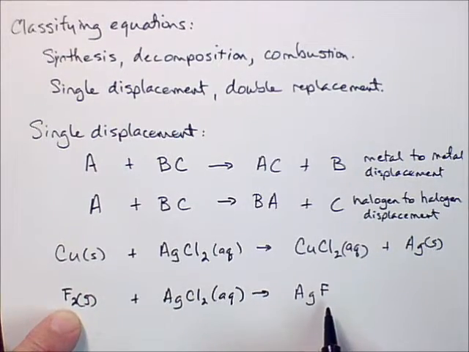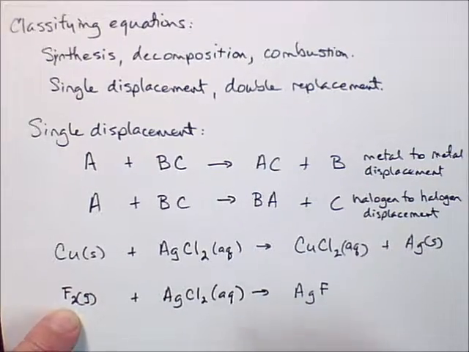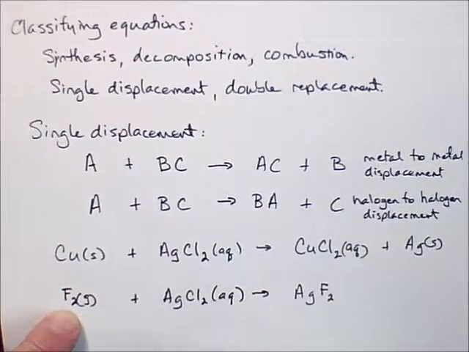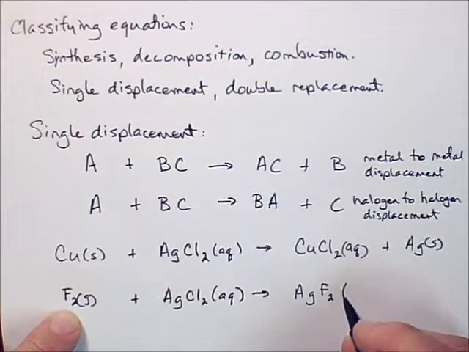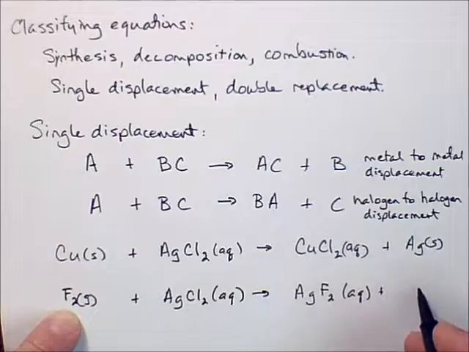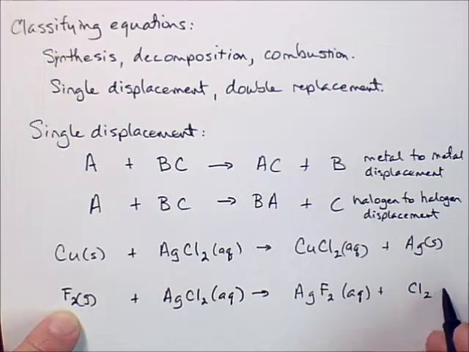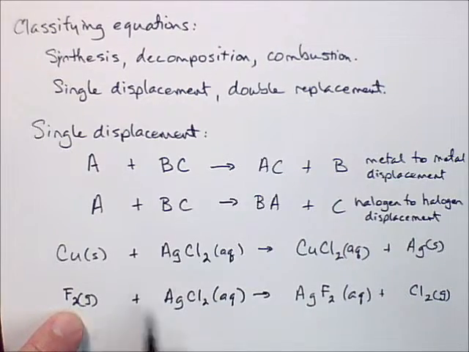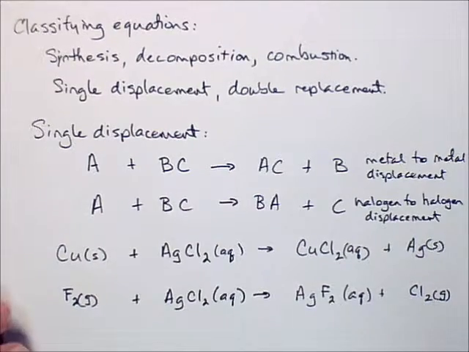You don't automatically assume it's going to be AgF2. You need to balance the formula. But I'm going to go ahead and tell you that's F2. And that kicks out the Cl, and it's going to be by itself as a gas. Now, you don't automatically assume you have these subscripts either, but most of the time with halogens, that is what happens. All right, so that's a kind of single displacement reaction. That's the way it appears.